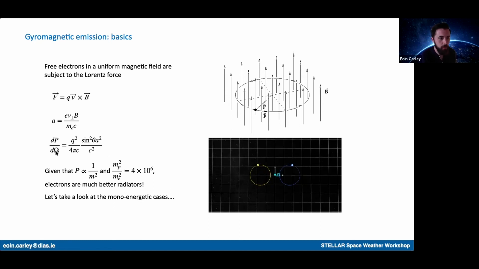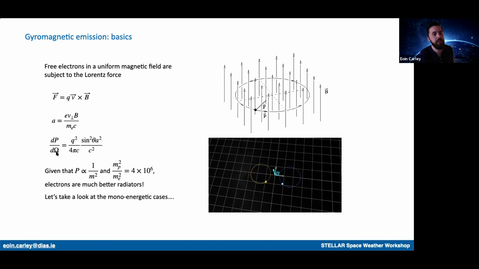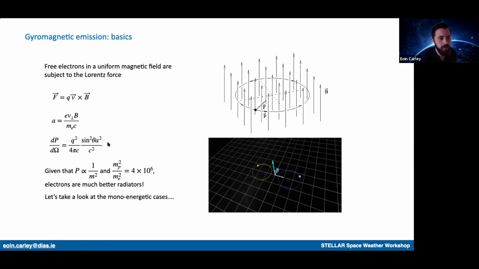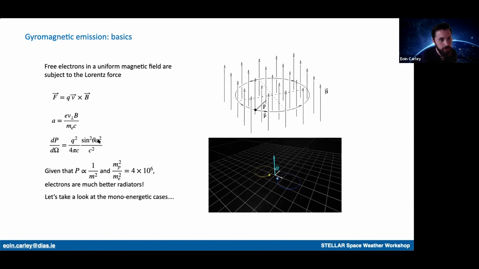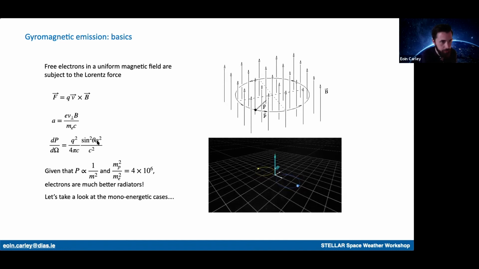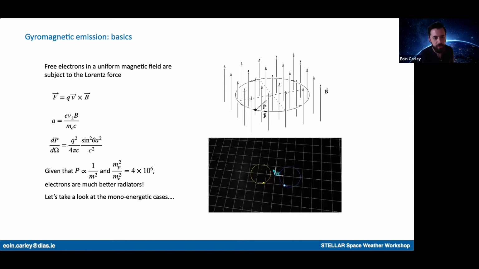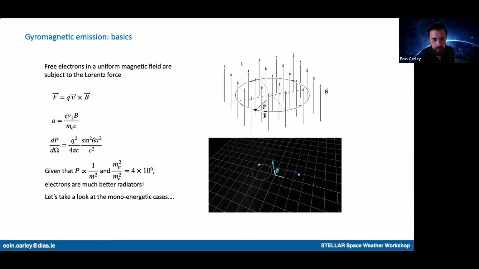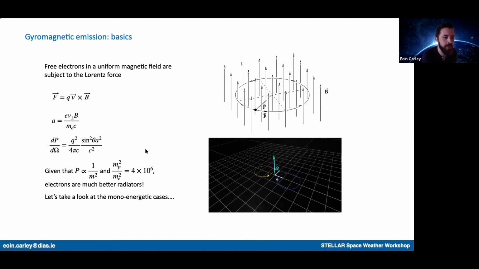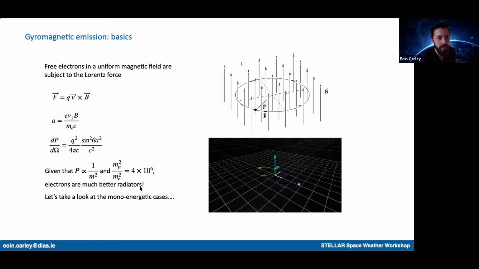So this is power per unit solid angle of electromagnetic emission from an accelerating charge. This is actually a really handy formula relating power emitted to the acceleration. An important fact about this is that power is inversely proportional to the mass, of course, of the particle. Because the electrons are so much lighter, they are millions of times better at producing electromagnetic emission. Hence, we see electromagnetic emission from the electrons. And actually, that's just a general fact, not just for gyromagnetic emission. So the electrons are much better radiators, and generally, this is where the emission comes from.